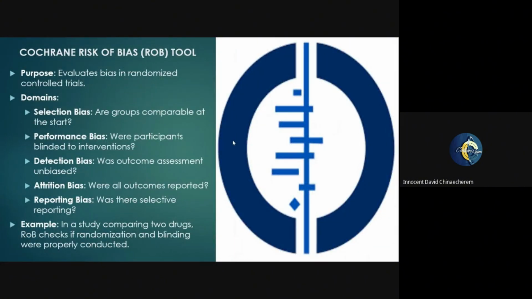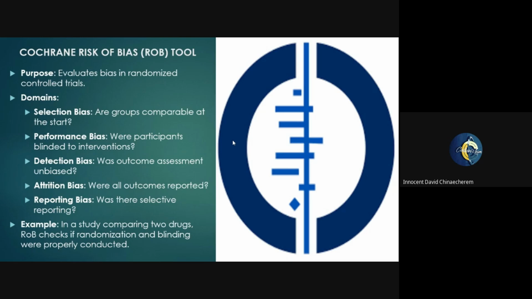Then the next is what we address as the Cochrane risk of bias tool. Like we explained in our previous session, it is widely used for interventional studies, experimental studies, RCTs and all that. The purpose of the Cochrane risk of bias tool is to evaluate the bias in randomized controlled trials. It contains domains such as selection bias, which we explained in our previous session, where we're trying to know if the groups are comparable at the start.